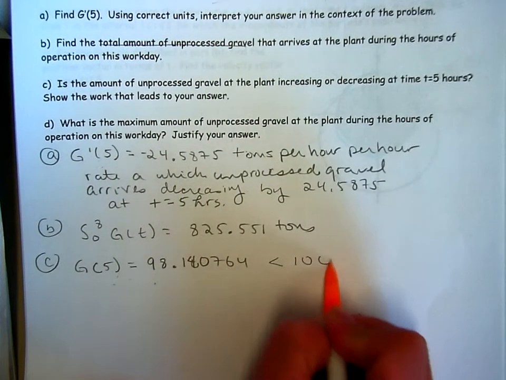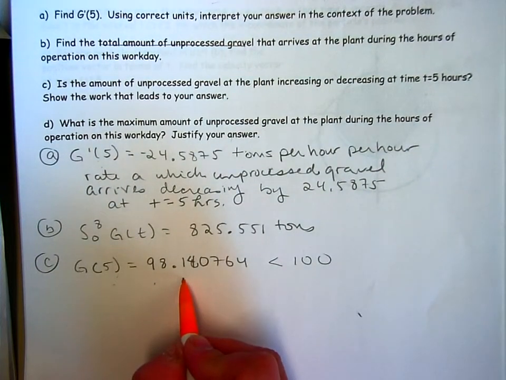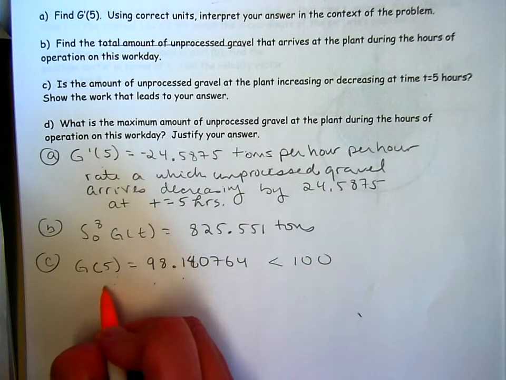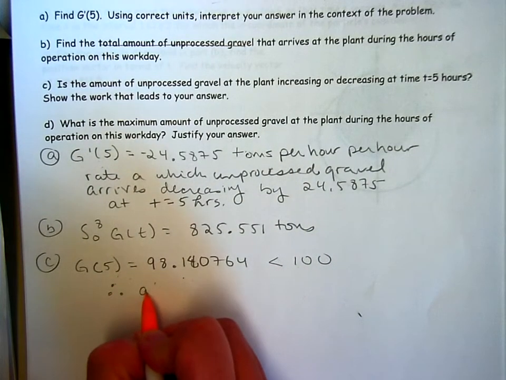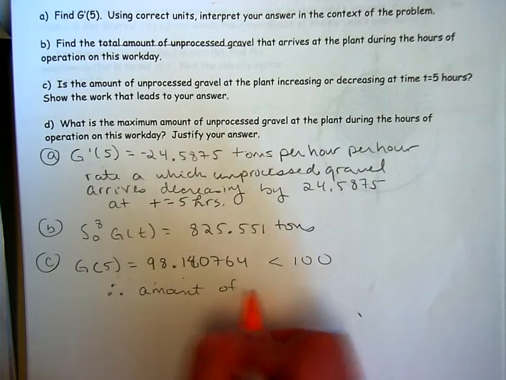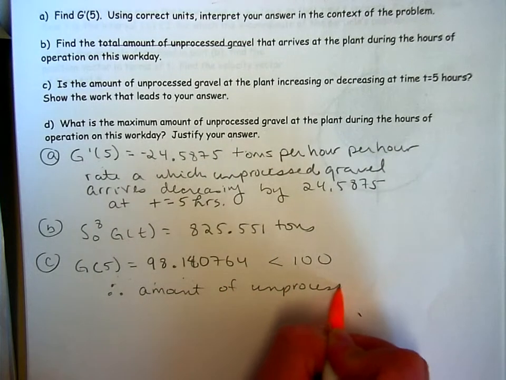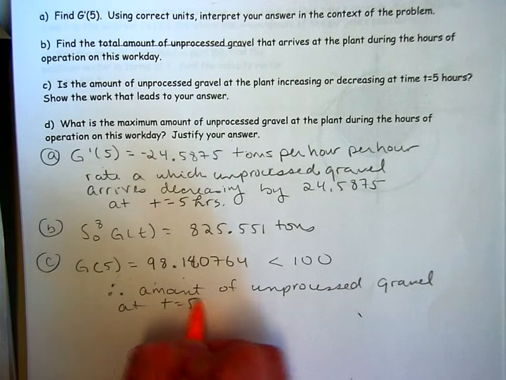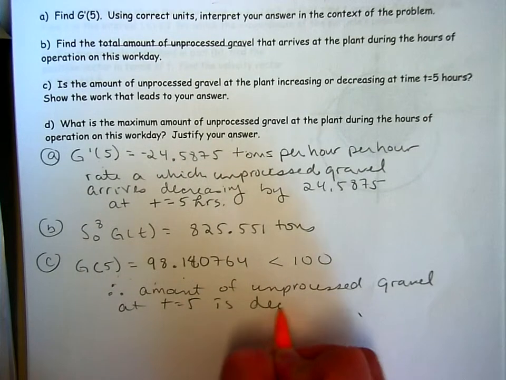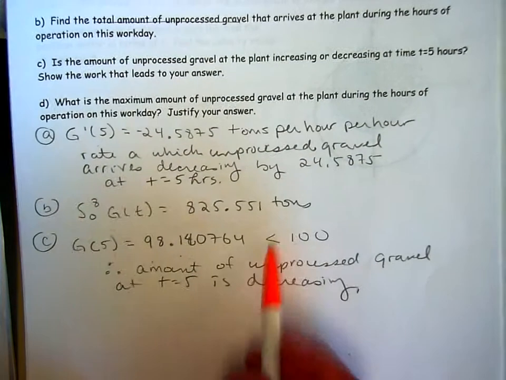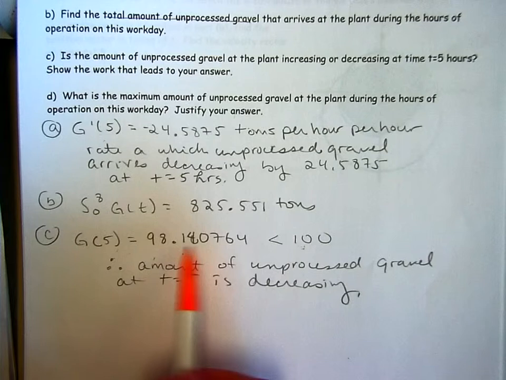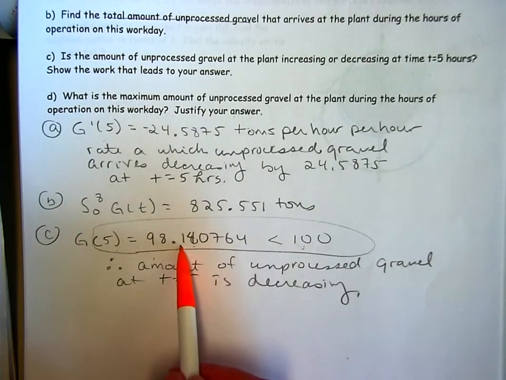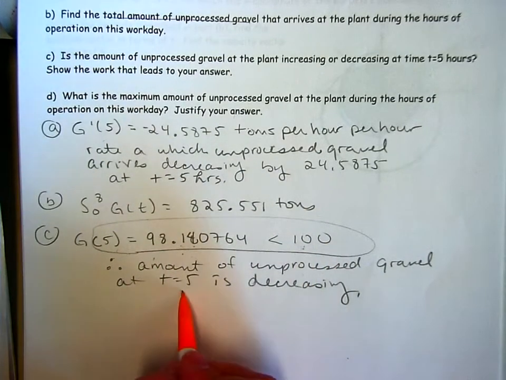So the rate at which it is coming in at that time is less than the amount it processes, so it has to be true that the amount of unprocessed gravel at t equals 5 is decreasing because they are processing it faster than the rate it is coming in. So this is your justification. Show me that you calculated this and is less than 100, and there's your conclusion.